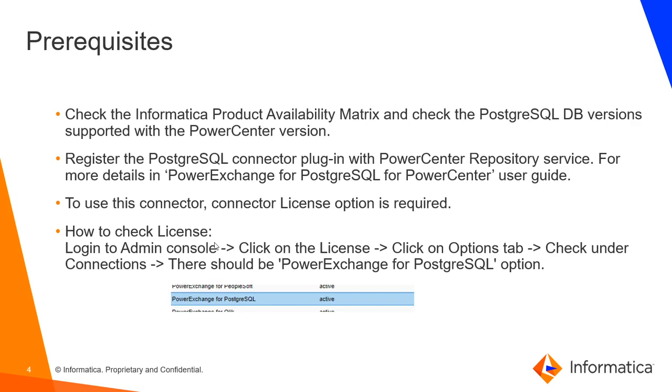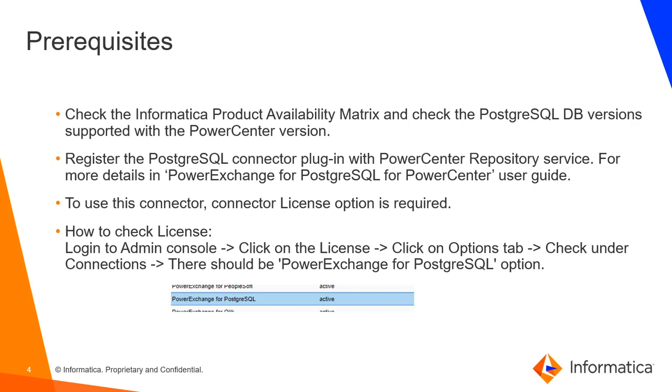Prerequisites to use this connector. We have to make sure the PostgreSQL DB version is supported with the corresponding PowerCenter version. Please check the Informatica product availability matrix to verify the compatibility of the PostgreSQL DB version with the corresponding PowerCenter version. To use this connector, we need to register the PostgreSQL connector plugin with the PowerCenter repository service. Detailed steps are available in the PowerExchange for PostgreSQL for PowerCenter user guide.